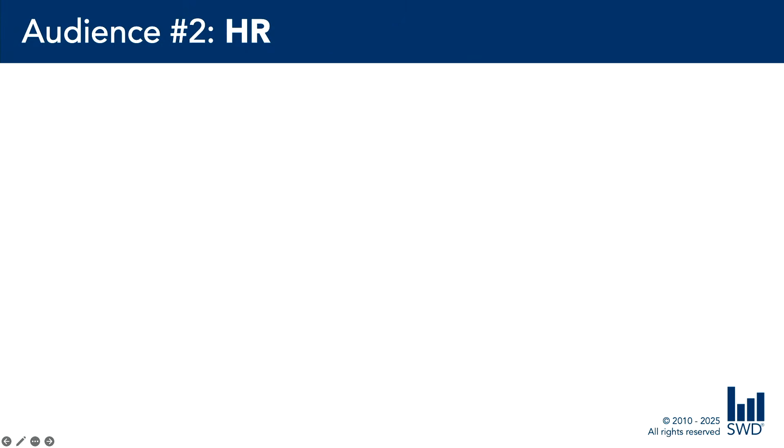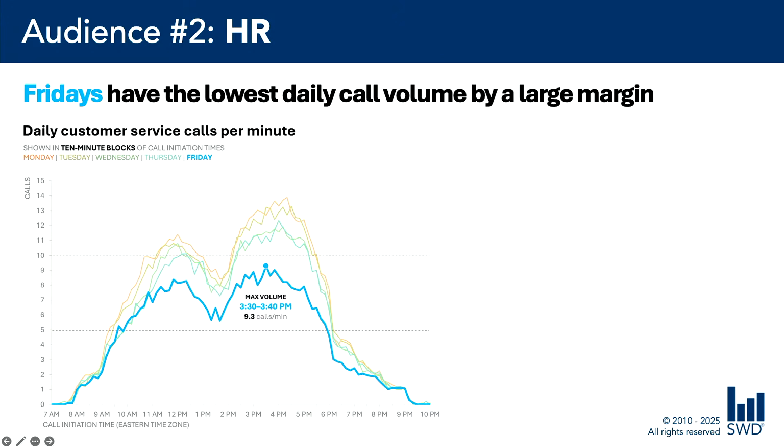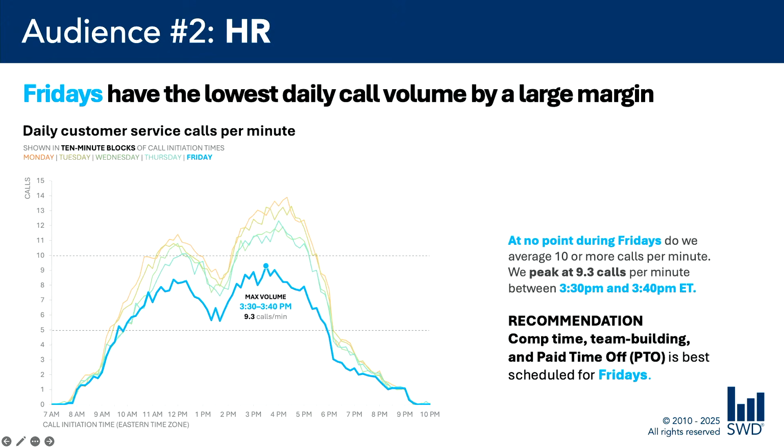For my HR audience, remember they're concerned about scheduling policies. My takeaway title could be something like, Fridays have the lowest daily call volume by a large margin. Show my graph that breaks things down by day of the week, highlighting Friday, combining that with the tagline up top through similar use of color. And again, annotation and a recommendation on the right. Comp time, team building, and paid time off might be best scheduled for Fridays.